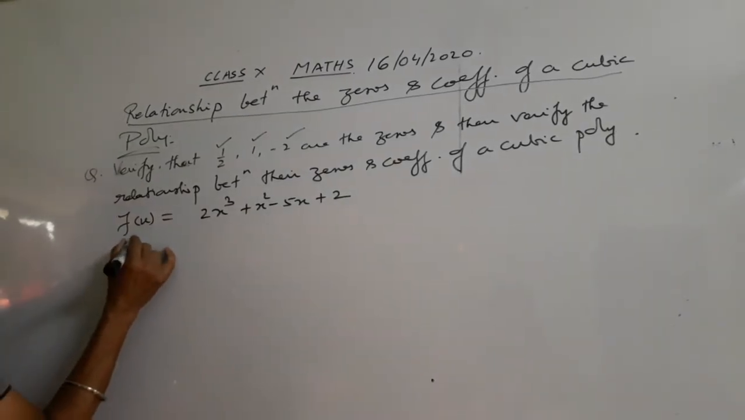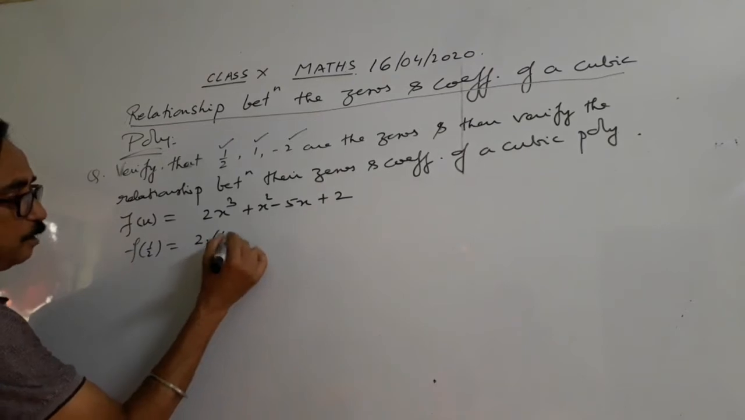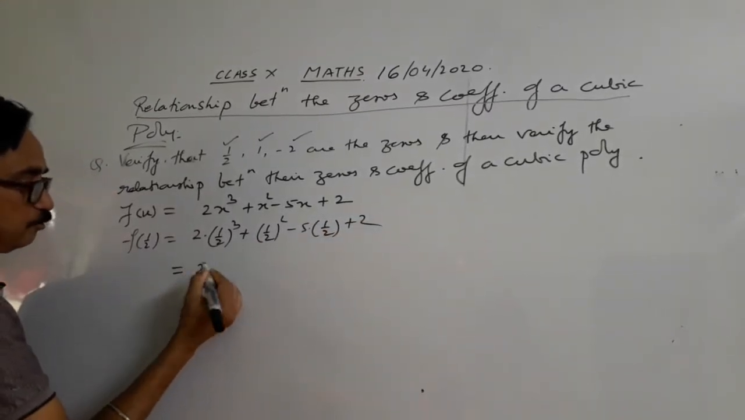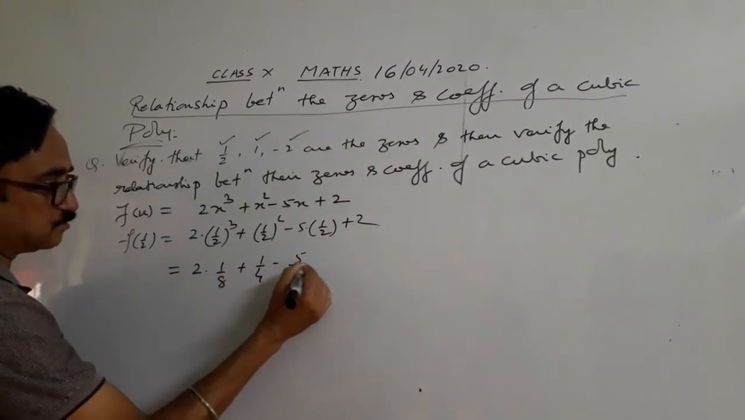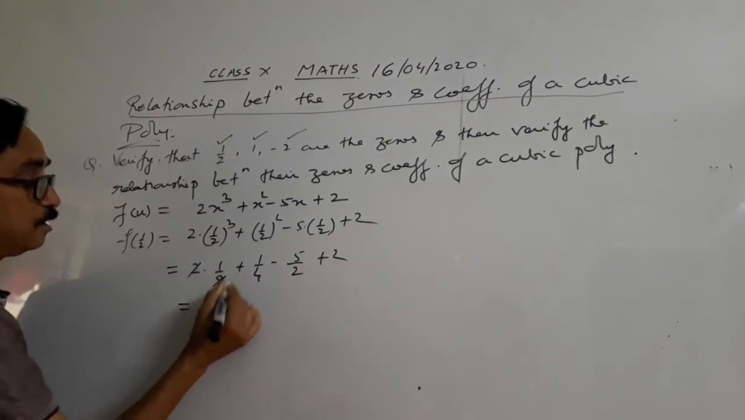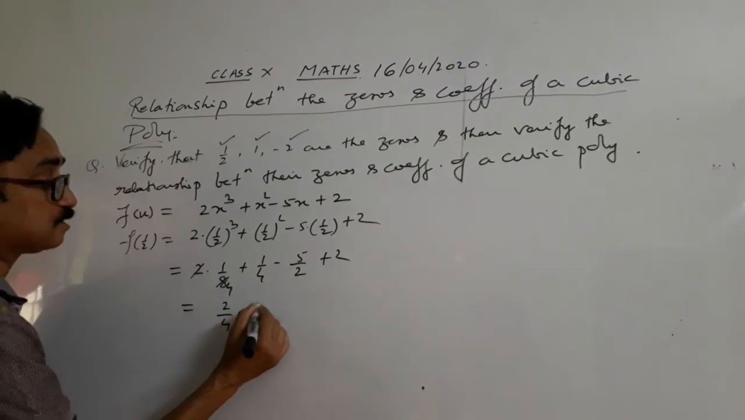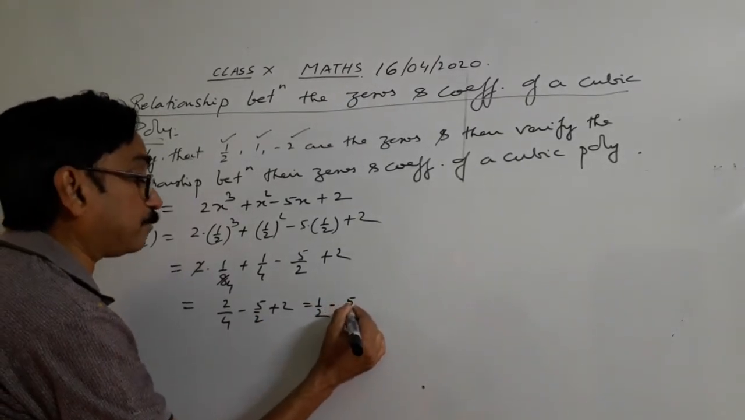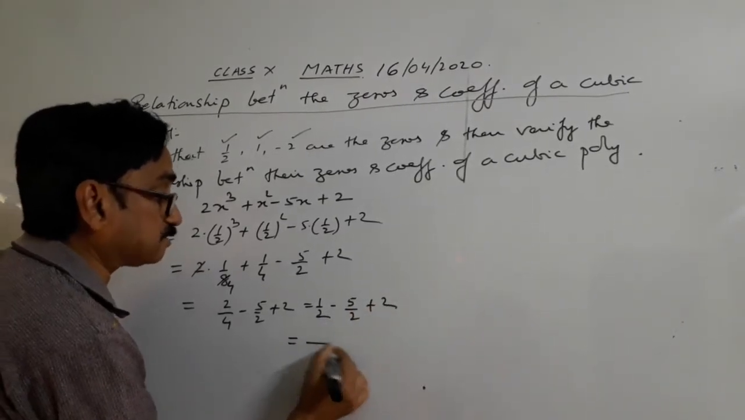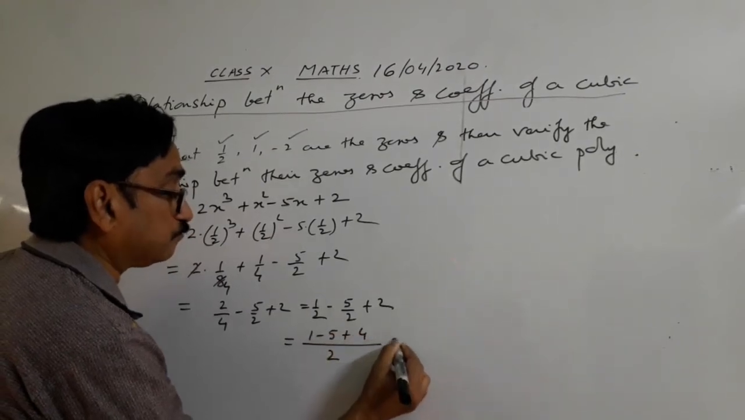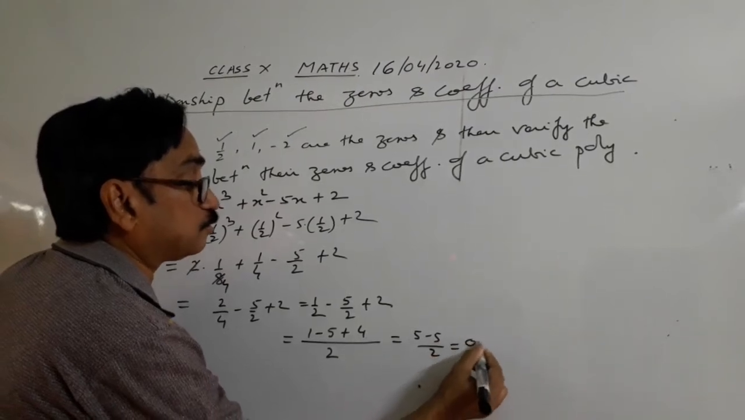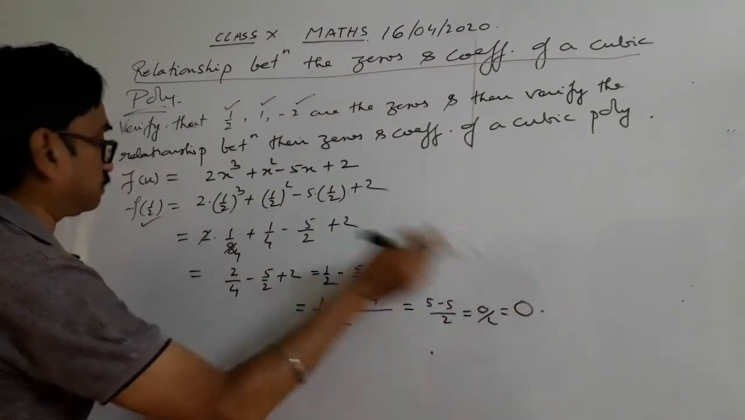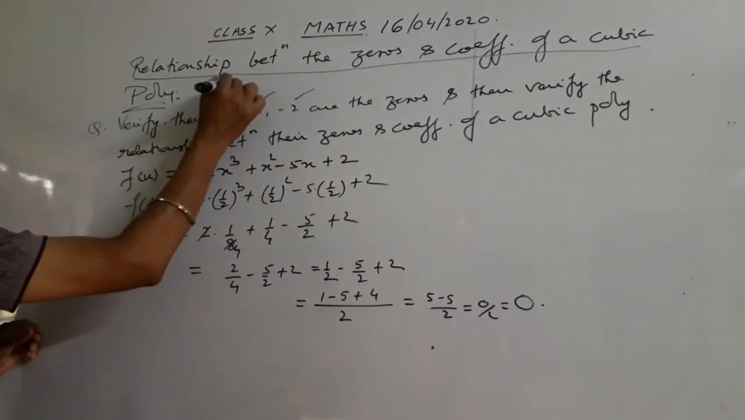So let's verify first f of 1 by 2. So 2 into 1 by 2 the whole cube plus 1 by 2 the whole square minus 5 into 1 by 2 plus 2. So 2 into 1 by 8 plus 1 by 4 minus 5 by 2 plus 2. It becomes 1 by 4 plus 1 by 4, 2 by 4, minus 5 by 2 plus 2, which again becomes 1 by 2 minus 5 by 2 plus 2. Now if you take LCM as 2, 1 minus 5 plus 4, which becomes 0 by 2, equal to 0. So x equals 1 by 2 is our solution, as the value at this point comes equal to 0. So this 1 by 2 we can take as alpha.